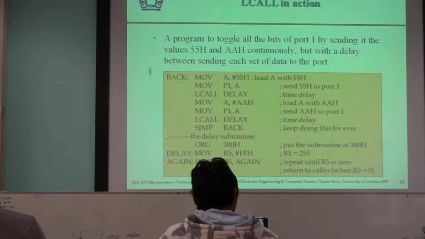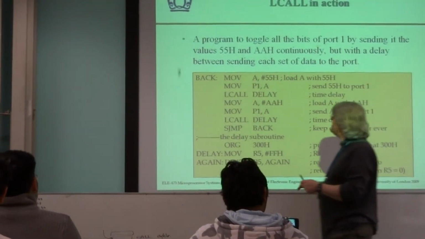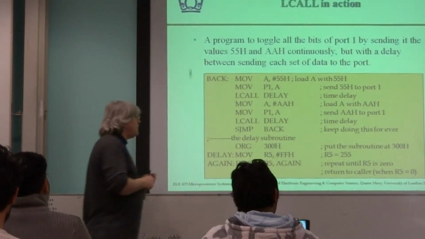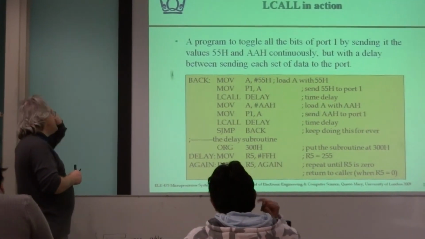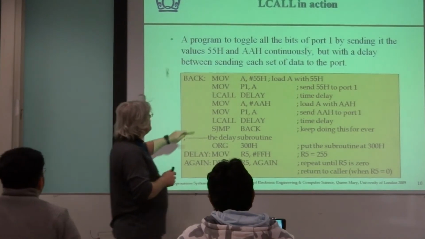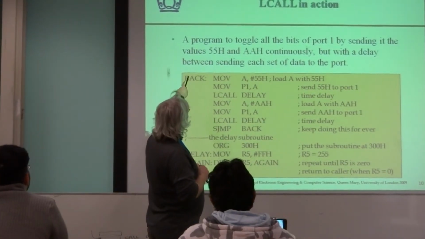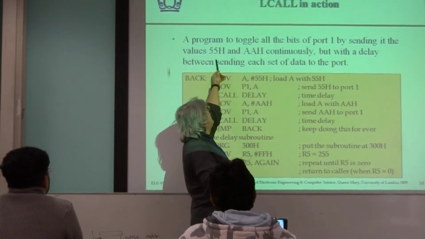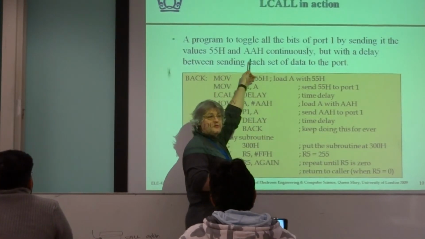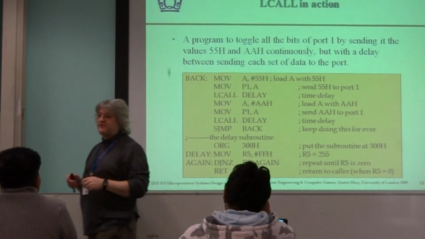And here's a very simple program. We'll just do this and then take a break, showing you how to use a subroutine. So I have no idea what it's doing. So what's it going to do? It's going to toggle the values on port 1 from 55 to AA. Just keep doing that forever.